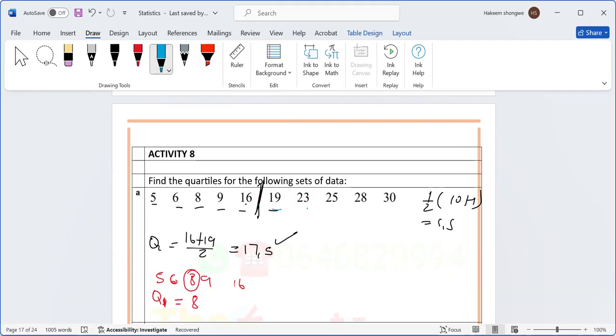Let's check this one. We have 19, 23, 25, 28, 30. What is going to be our middle value? So our Q3 is going to be equal to what? 25. So we get 3 marks.